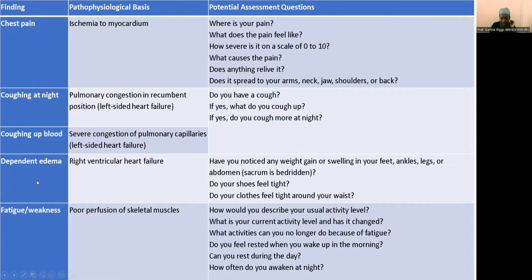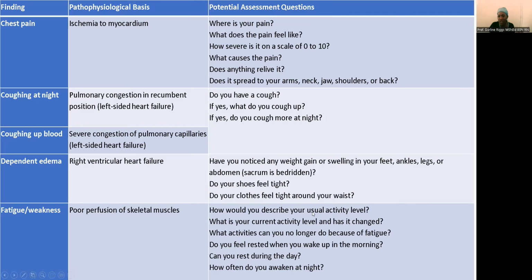The dependent edema, we see that, right? We know you're thinking right-sided. I think I've drilled right and left so bad now. Okay, so right-sided because of the edema. My question would be, have you noticed any weight gain or swelling in your feet, ankles, legs, and abdomen? If they're bed-bound, gravity is going to be in the sacrum, right? Gravity, they're not standing up. Are your shoes tighter than usual? Do your clothes fit you, especially around your waist?